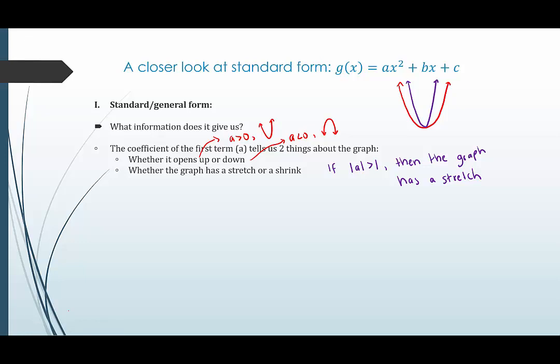And then what about if a is smaller than 1, but still bigger than 0? So we just look at that absolute value. What if it's less than 1? Then the graph has a shrink. And that means that it's going to take more work because now we're multiplying it by something that's less than 1, which makes the numbers increase at a slower rate. So it does not have a stretch, it has a shrink. The shrink would be a kind of wider graph. And this one I'm going to have a hard time drawing. Let's see what I do. Oh, that wasn't so bad. So there's my shrunken parabola.